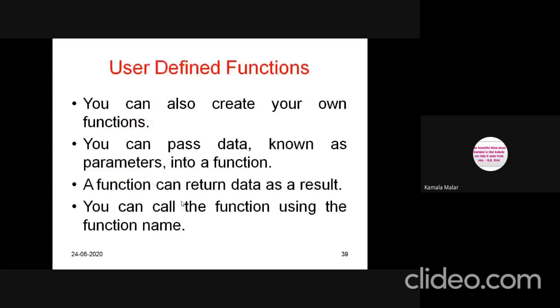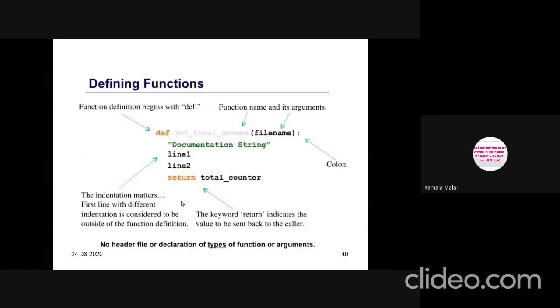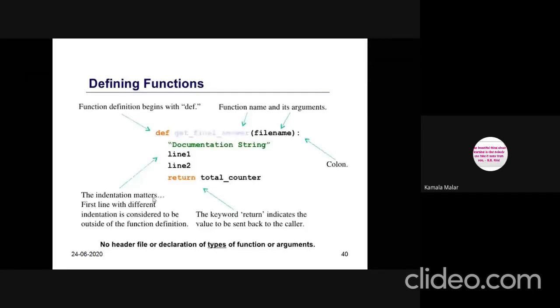Okay, so we can move on to the user-defined function. So how do we want to define a function? If I would like to define a function, what is the syntax for that? It starts with the keyword def, followed by the name of the function, and we want to pass the argument in the open bracket, close bracket, followed by the indentation.